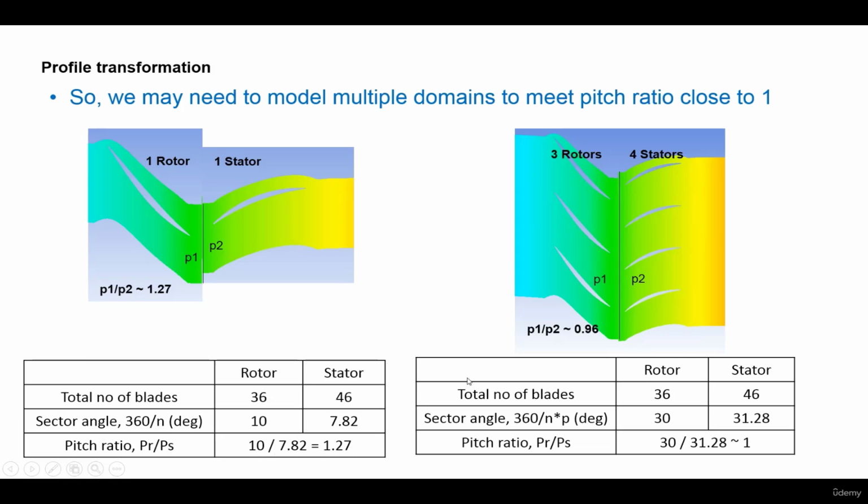So to make this pitch ratio close to 1, we have to multiply the number of rotors and stator domains. In this figure, we can see we have created 3 rotor domains and 4 stator domains. So the sector angle now becomes 30 degrees for rotors and 31.28 degrees for stators. The pitch ratio is now close to 1, that is 30 degree divided by 31.28, which is close to 1.